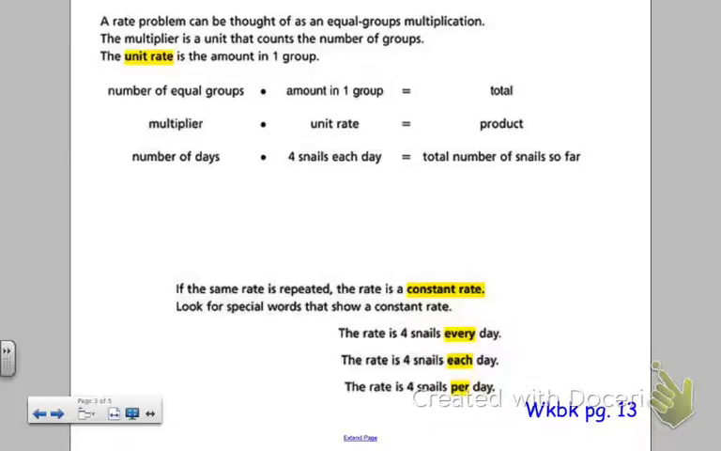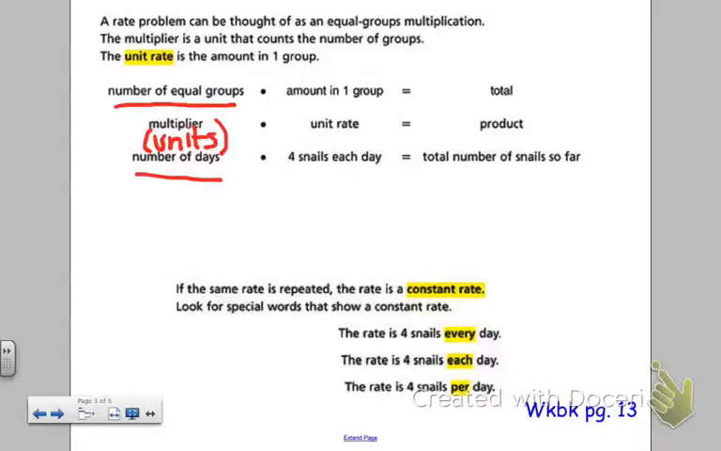It doesn't matter what day it is. Pedro and Pilar are putting 4 snails in. Whether it's the 4th day, whether it's the 100th day, they're putting 4 snails in every single day. It does not matter which day. So that actually shows you the number of equal groups, in this case, the number of days. We also might want to call it the unit.